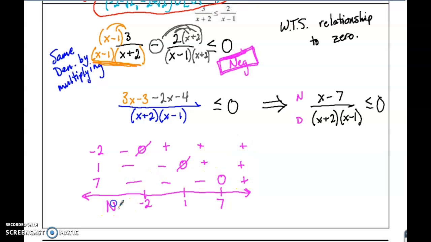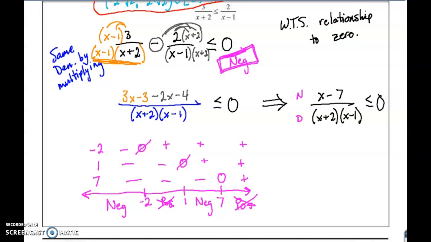3 negatives is negative. That's what we want. 2 negatives is positive. We don't want that. 1 negative is negative. We want that. 3 positives is positive. We don't want that. And so what's our final answer?